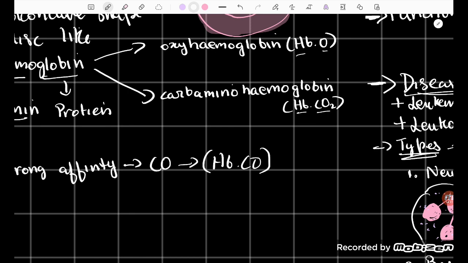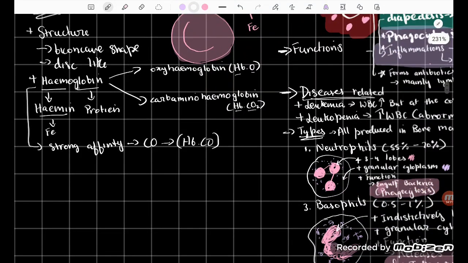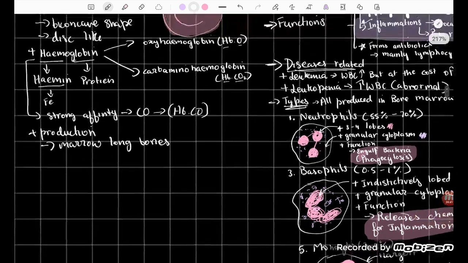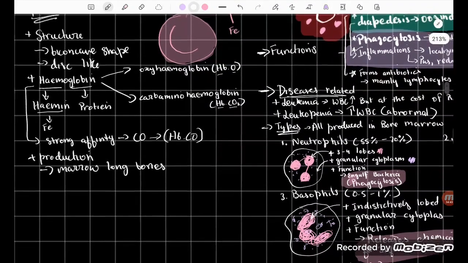Now, life and death of an RBC. Let me write down the production. The production is in the marrow of the long bones. So the marrow of longer bones produces these RBCs. They mature. Now let's go back to the structure part.